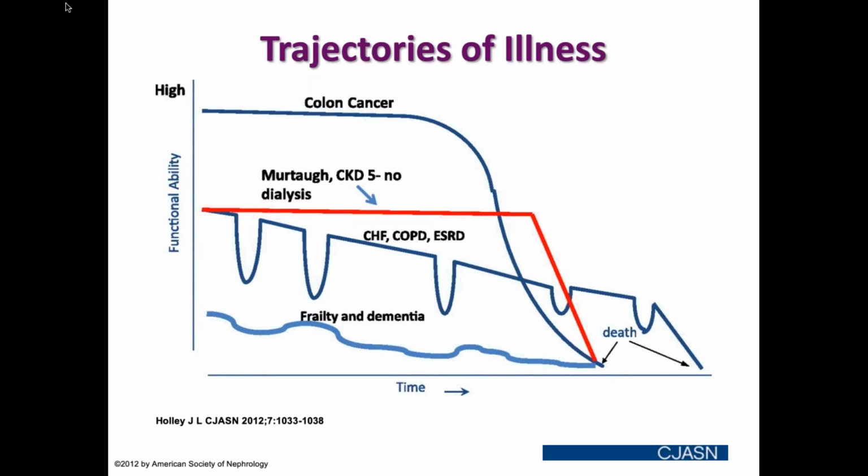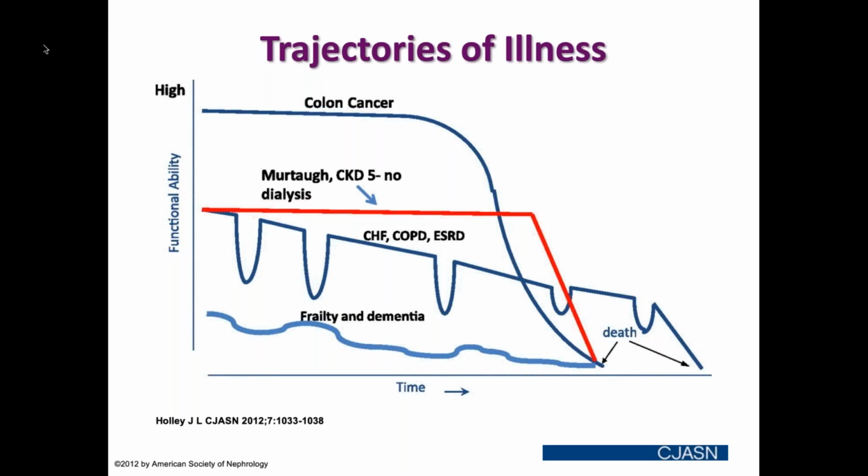On the other hand, in the bottom line, you see another kind of illness, which is characterized by old age, frailty, and dementia, in which the functional ability of such an individual is low even in the beginning of this illness, and it slowly goes downhill. There are minor troughs and peaks, and eventually over a period of time, again, death ensues.